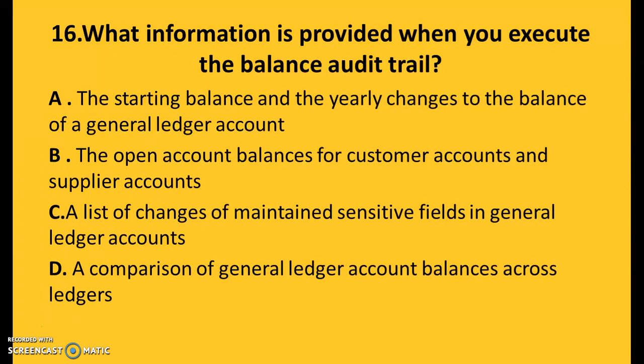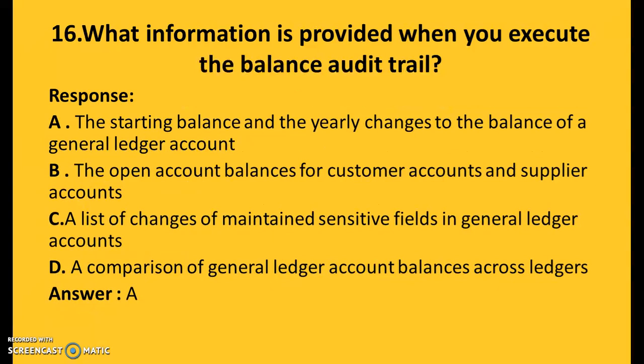What information is provided when you execute the balance audit trail? A, the starting balance and the yearly changes to the balance of a general ledger account; B, the open account balances for customer accounts and supplier accounts; C, a list of changes of maintained sensitive fields in a general ledger account; D, a comparison of general ledger account balances across ledgers. So what's the right answer? The answer is A: the information provided when you execute the balance audit trail is the starting balance and the yearly changes to the balance of a general ledger account.